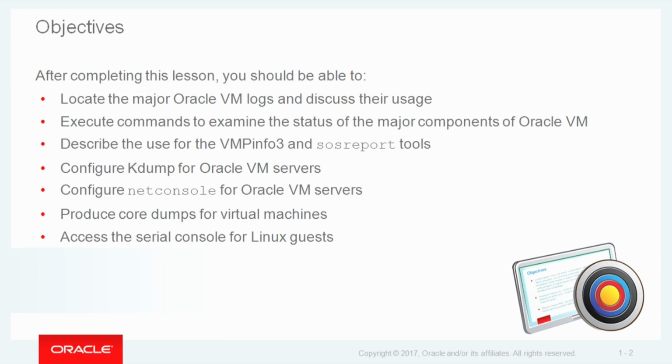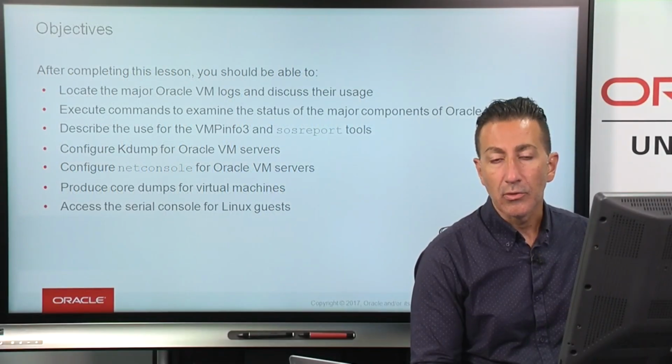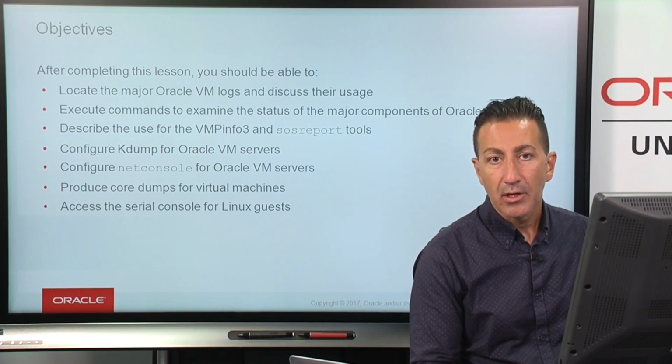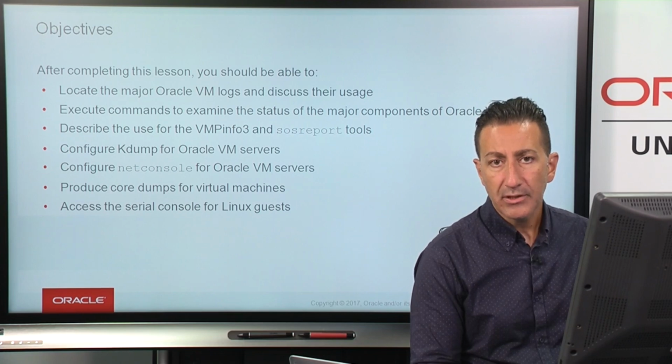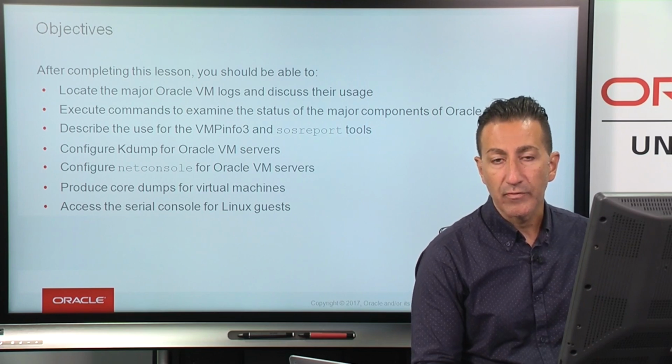Configure netconsole for the Oracle VM servers when, for example, VNC functionality is not available with the Oracle VM Manager. Produce core dumps for virtual machines. These are useful files that are being used by the Oracle support engineers, and access the serial console for the Linux guests. You will learn how to configure all of these steps.